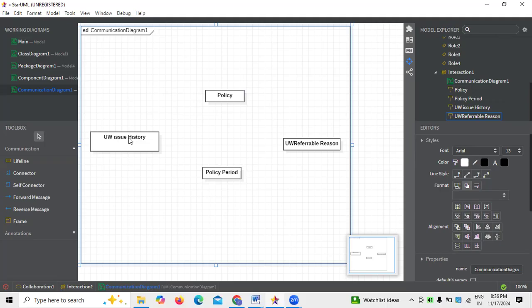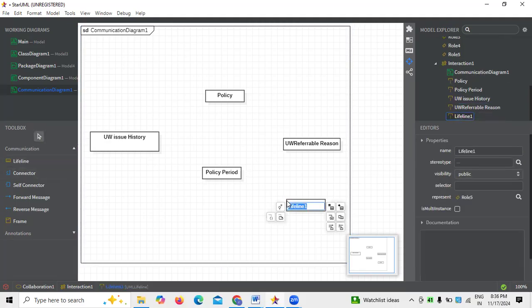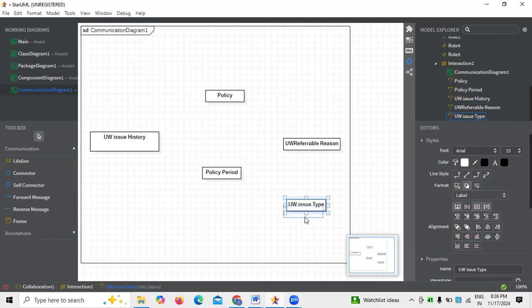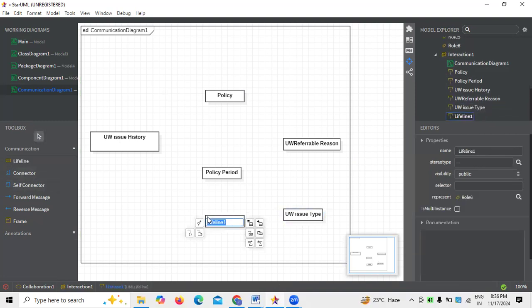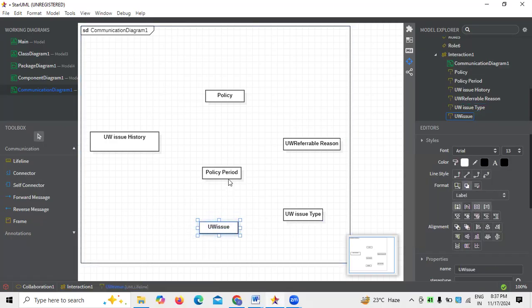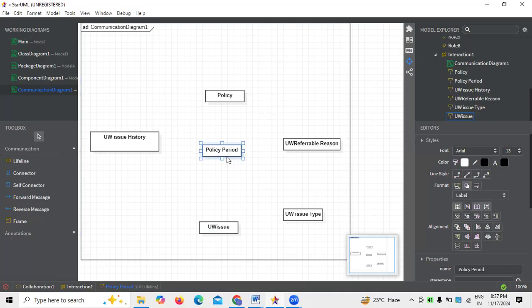So these referral reasons must be connecting to the different areas where we need to understand the different underwriting issue types. That's something which we must be knowing. Okay, so underwriting issue types. Issue type is something which we need to know, right? Next, we need to know about the underwriting issues from the policy period point of view. Whatever underwriting issue we have, we can take it, right? So underwriting issues can also be taken over here. So these are the different major elements which we need to know.